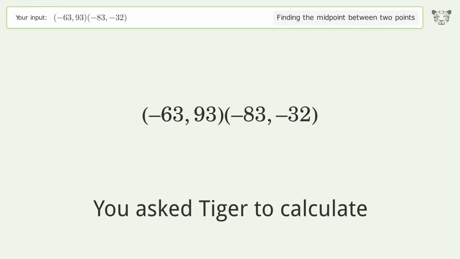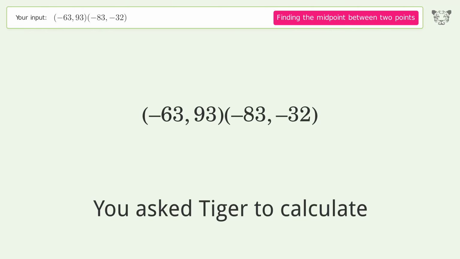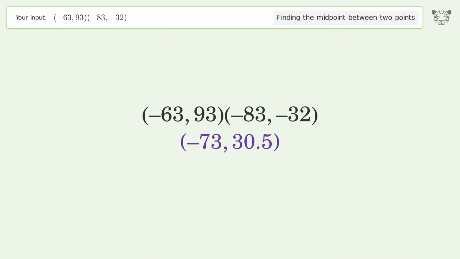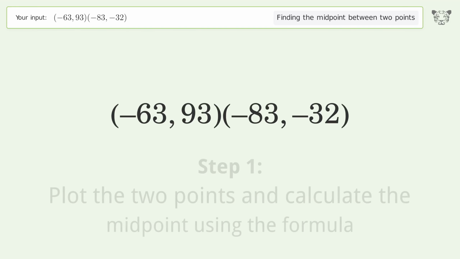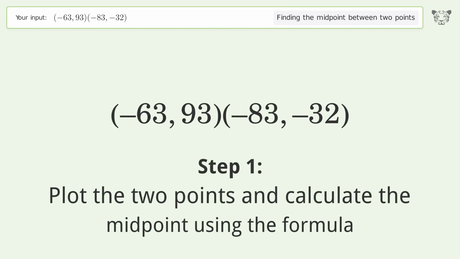You ask Tiger to calculate. This deals with finding the midpoint between 2 points. The midpoint between the 2 points is -73, 30.5. Let's solve it step by step. Plot the 2 points and calculate the midpoint using the formula.